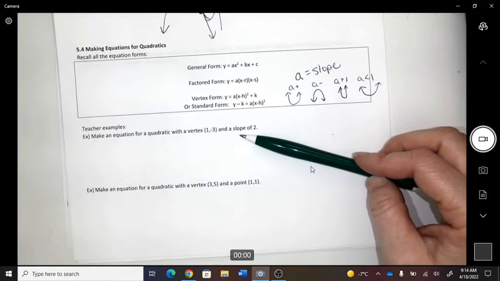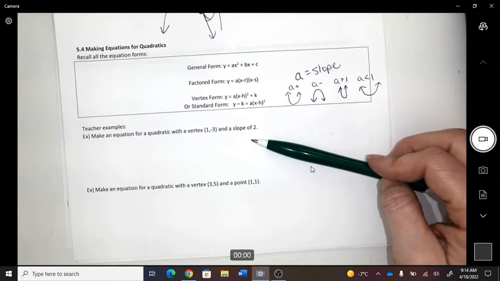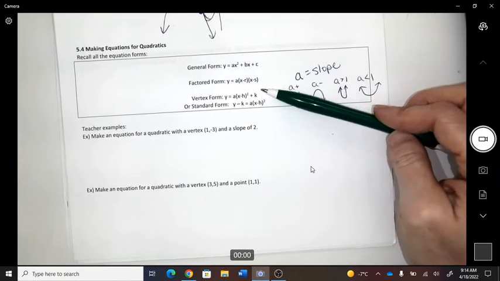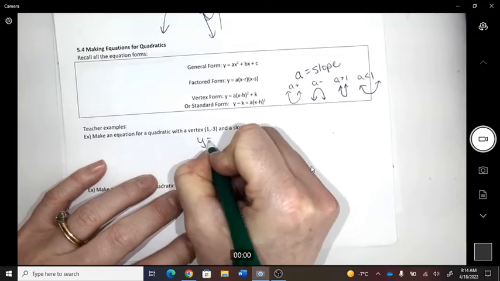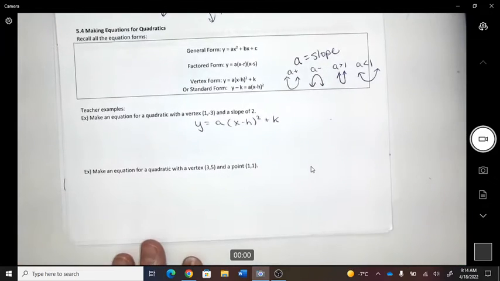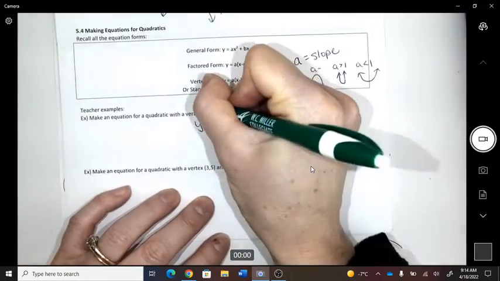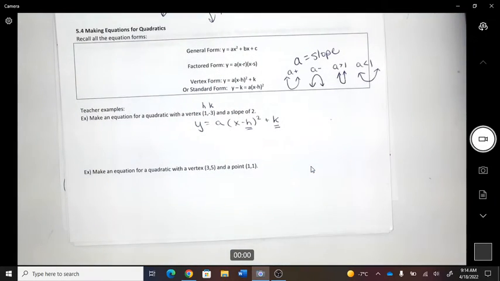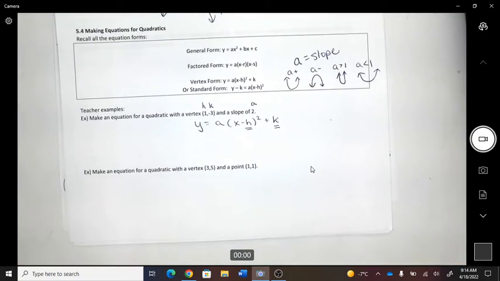Okay, make an equation for a quadratic with a vertex and a slope. So if I've been given a vertex and slope, which form should I pick? I'm going to pick vertex form. Okay, so that's the form I'm going to pick. And I'm going to fill in my vertex into these spots for the h and the k. And the slope is going to be the a.